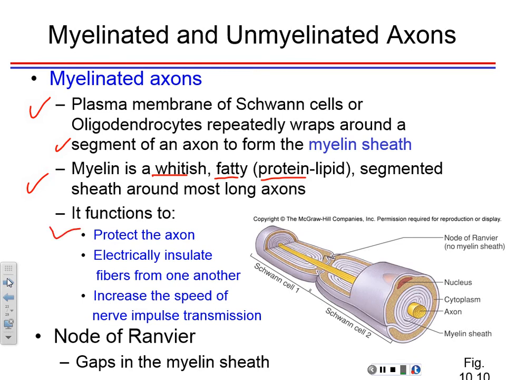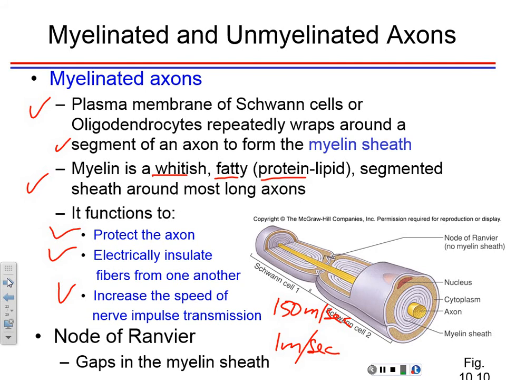So functions: protects the axon, and it of course insulates. All right, it electrically insulates not only that part of the axon, but from other axons as well. That's what I'm saying, so that they don't cross-excite each other. All right, and then, like I said, it will increase speed of transmission to the tune of 150 meters per second, from 1 meter per second in an unmyelinated axon to 150. That's just amazing speed. If I step on a tack right now barefoot, I'll be able to feel it almost instantaneously. That's how fast it is.